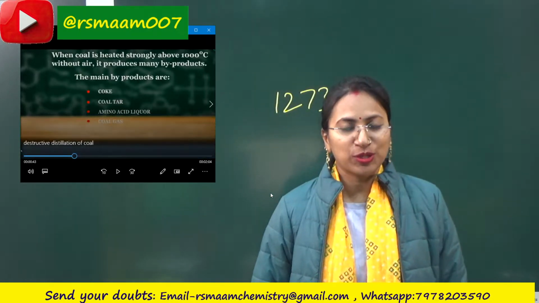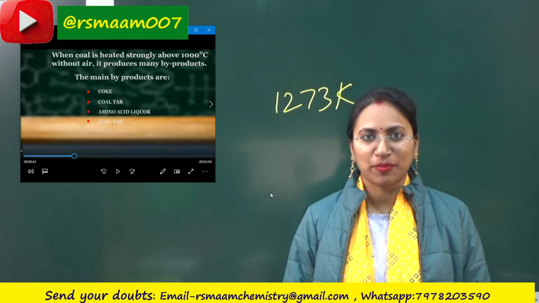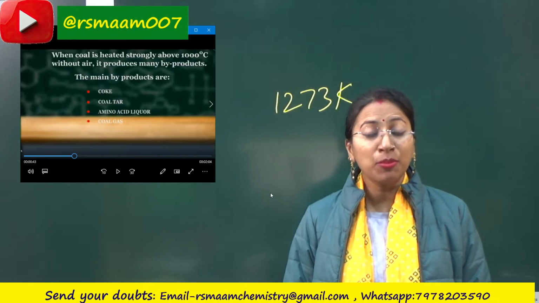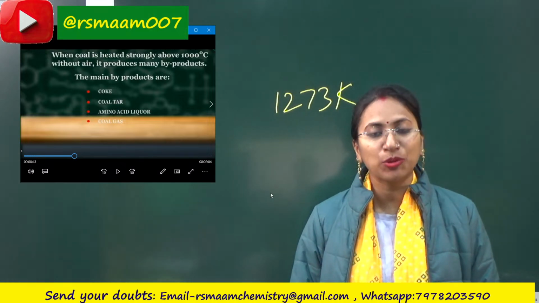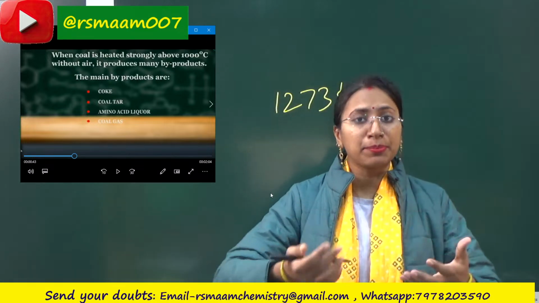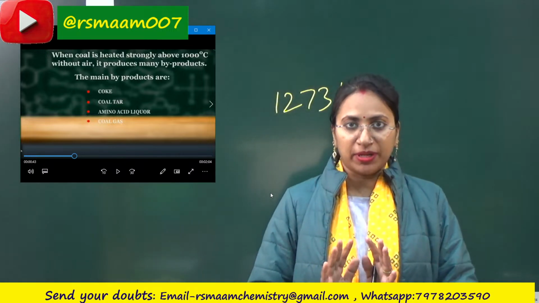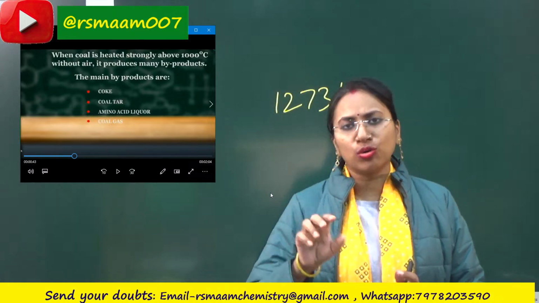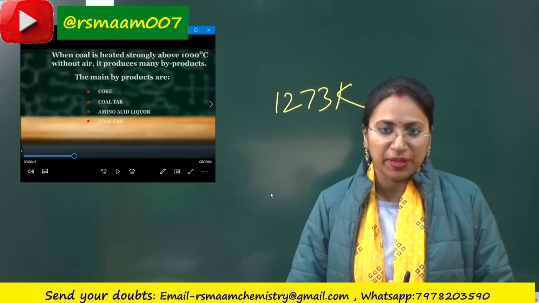Can you read it out? What is written on the screen? Coal tar, ammonical liquor, and coal gas. Ammonical liquor, right? It is not amino acid. So what are the main products or byproducts which we will get after this experiment? Destructive distillation of coal is the main heading of this experiment.